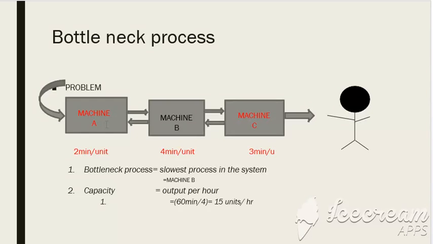So we have to figure out which machine in this particular system constrains the flow of material, and that is called the bottleneck process. This bottleneck process is a process which constrains the flow of material. In general, it is the slowest process in the system. So first we have to find out the bottleneck process, second the capacity, and third the throughput. First one, it is the bottleneck process. It is the slowest process.